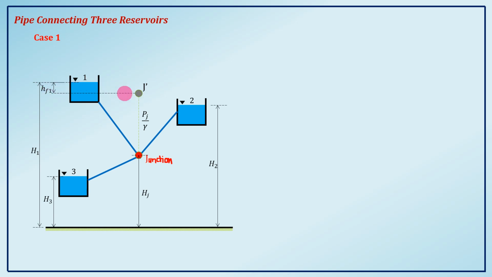Then, in this case 1 pala, no, we assume that J prime is higher than your reservoir 2. So, what does it mean? No, meron 'tong kinalaman sa magiging flow rate natin. So, mas mataas si J prime, no, ibig sabihin, your reservoir 1 will supply liquid to your reservoir 2 and reservoir 3. Kasi mas mataas 'to eh.